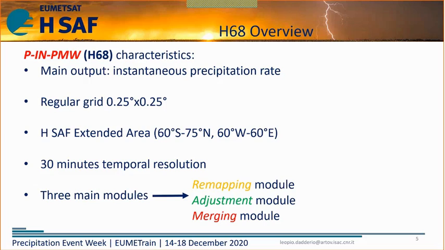The product is provided on a regular grid, 0.25 by 0.25 degrees, over what we call the H SAF extended area, which means between 60 degrees south and 75 degrees north, and between 60 degrees west and 60 degrees east. And it's provided every 30 minutes, so the temporal resolution is 30 minutes, and it is based on 3 main modules: the Remapping Module, the Adjustment Module, and the Merging Module. We'll see these modules later in the presentation.